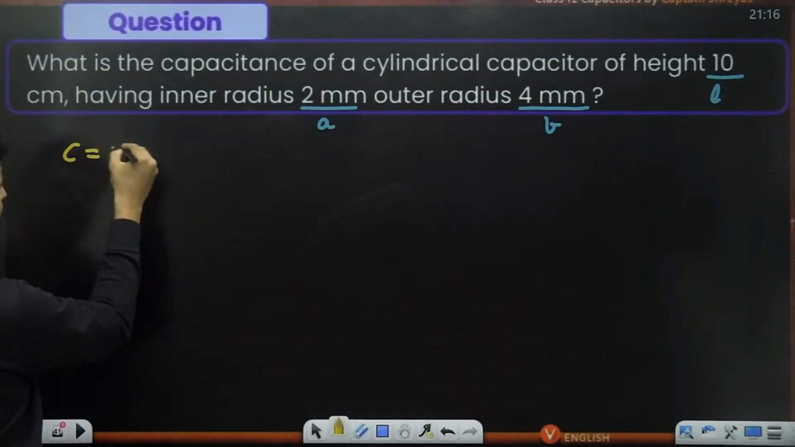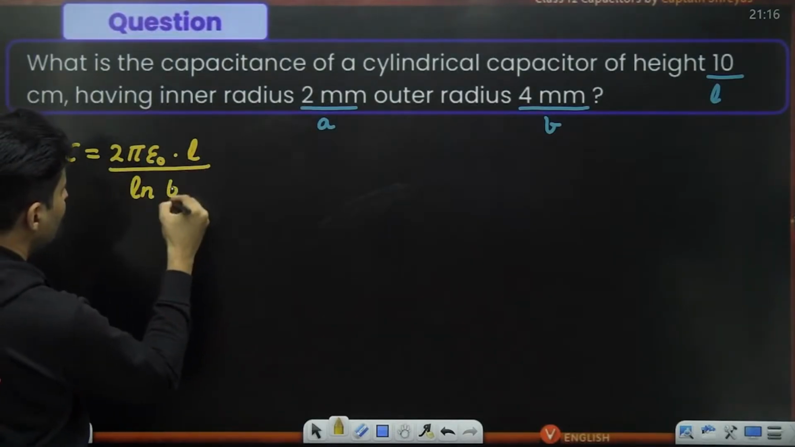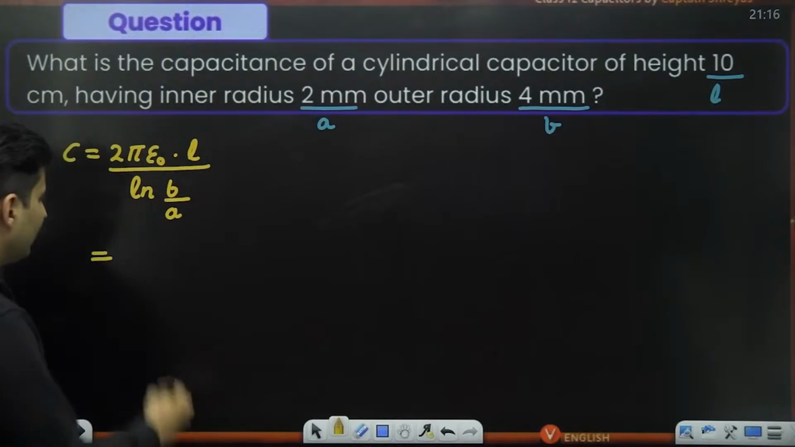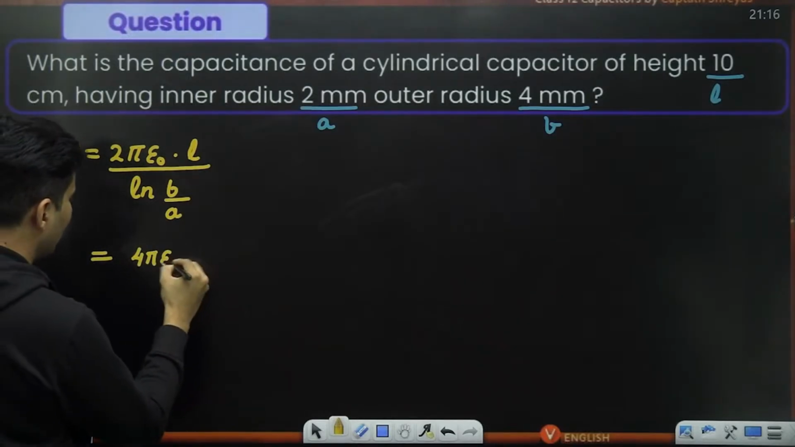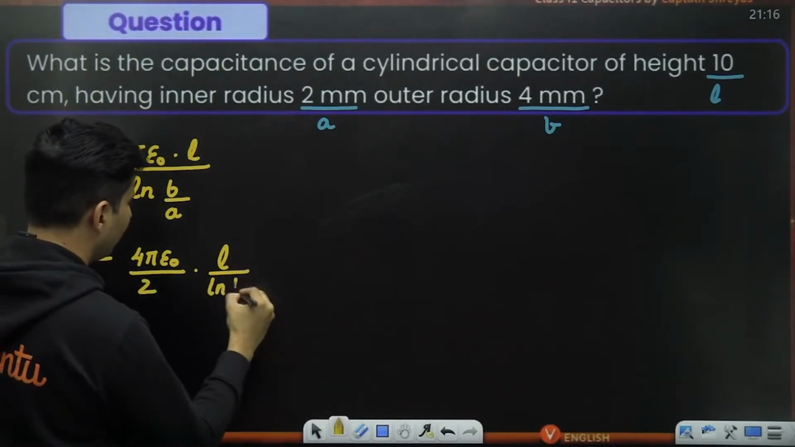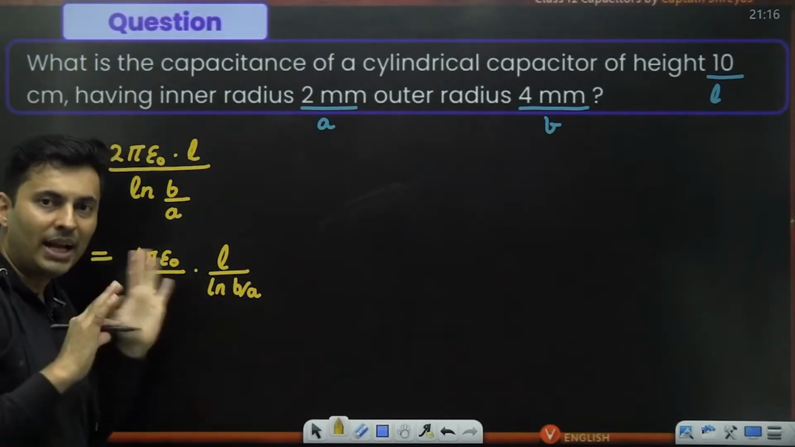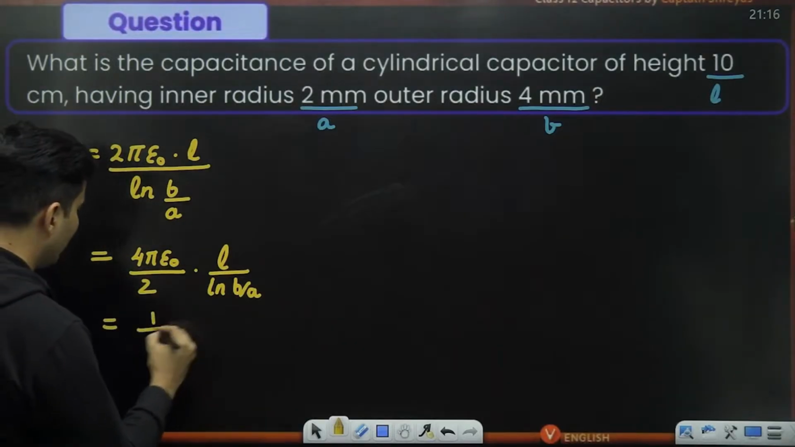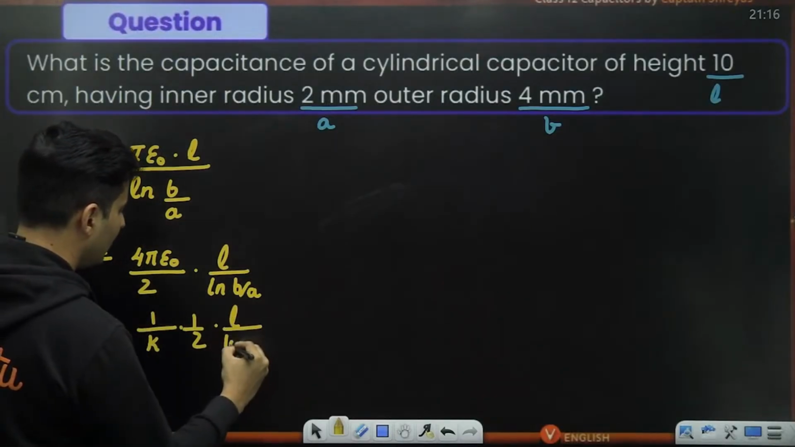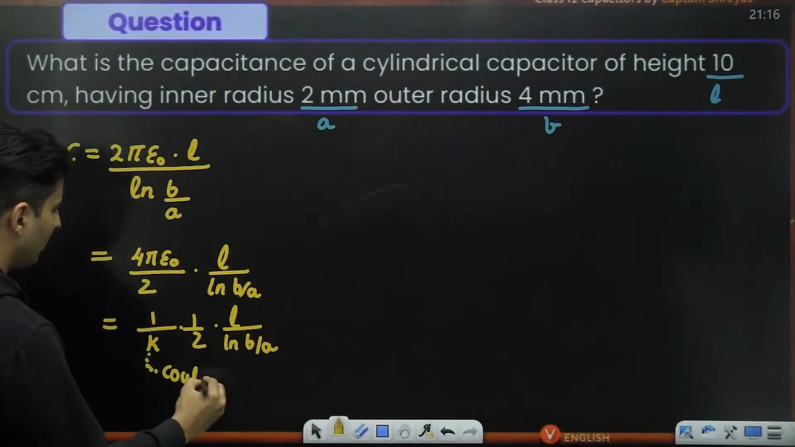So we want to figure out the capacitance. Let's start by writing down the formula. 2 pi epsilon naught multiplied by L divided by log B by A. Now, one special thing about 2 pi epsilon naught is I can write this as 4 pi epsilon naught by 2. Keep it aside. This L is there and log of B by A is there. This 4 pi epsilon naught is nothing but 1 by K, which is Coulomb constant. So this is 1 by K, and that number 2 is there anyways, and this L by log of B by A is also there. This is nothing but your Coulomb constant.